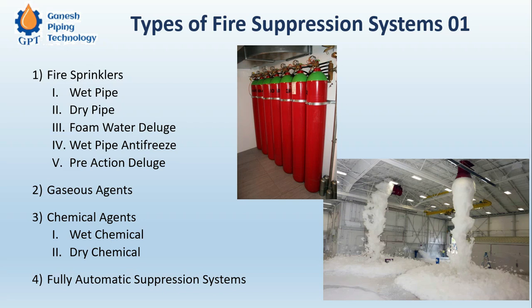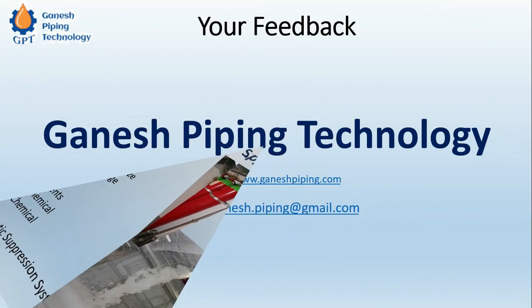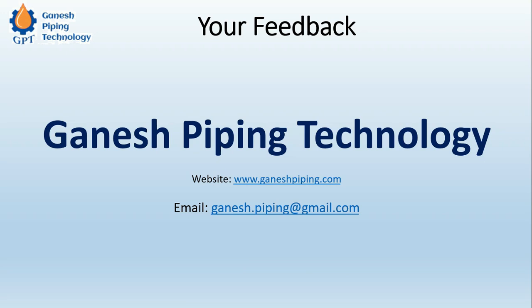The third one is the chemical agents, wet chemical and dry chemical. And the fourth one is the fully automatic suppression system. So this episode itself is an overview of the coming episodes. To get an elaborate view on all of these types, I request you to watch the coming videos. They are of a very interesting mode. We are going to see different types of these fire systems.